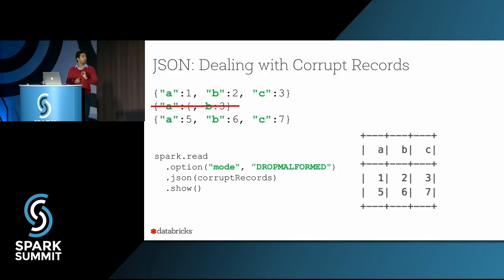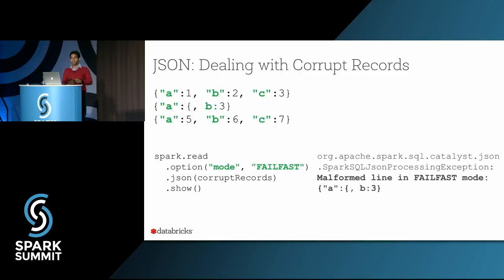The drop malformed mode, on the other hand, would drop the second row from the output data. So in this case, you would just have an output with the first and the third rows. And finally, if you try to read this JSON record using the fail fast mode, we would throw an exception. As shown, it would tell you what line it failed to parse on. In this specific case, we tried to read the second line, it failed to parse, and it will throw a malformed exception in Spark.